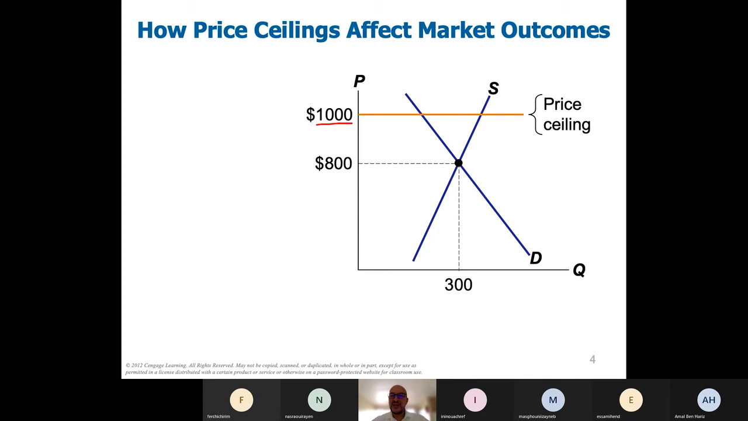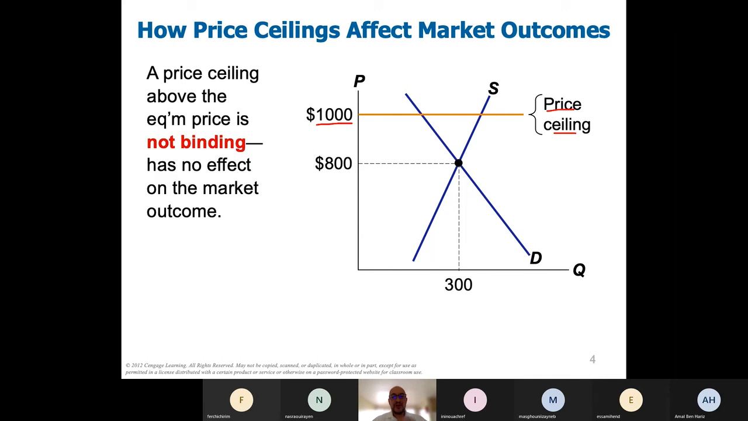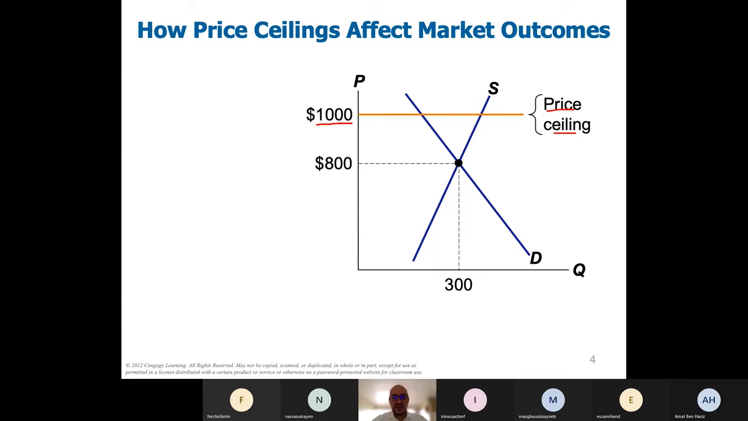And $1,000 is the price ceiling imposed by the government. The government says the maximum rent in this country, city or town should be $1,000. If someone applies a rent larger than $1,000, he or she is violating the law and should be punished. So what happens here? Here $1,000 is the maximum, and the market rent is $800. So the market rent is lower than the price ceiling.